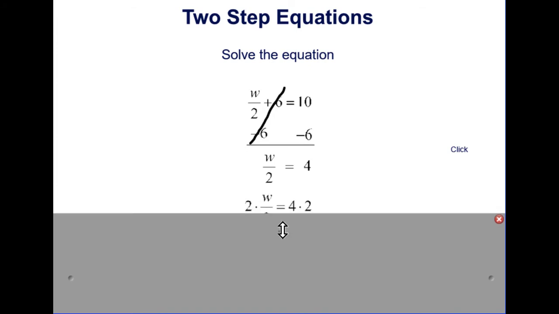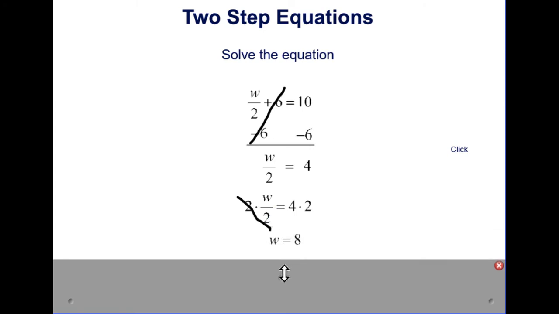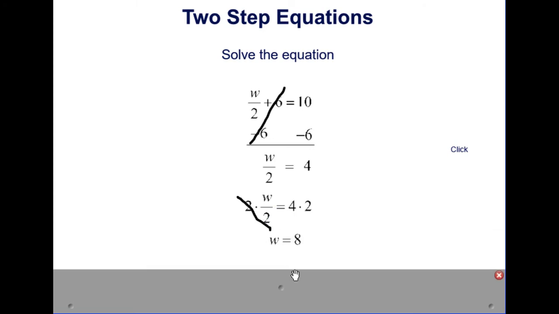We now have that equation, so dividing by 2, we're going to multiply by 2, which leaves us with w equals 8. The variable is alone and on the left, so that is our final answer, and the solution, w equals 8, solves the equation.